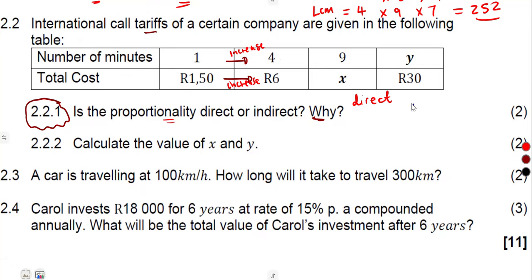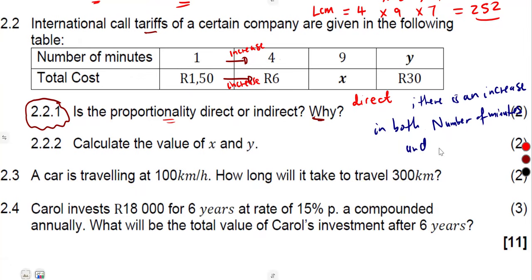The reason being that both quantities that we have are increasing. There is an increase in both quantities, which is what? The number of minutes and total cost. As one is increasing, another one is increasing. That's a direct proportion, all right?